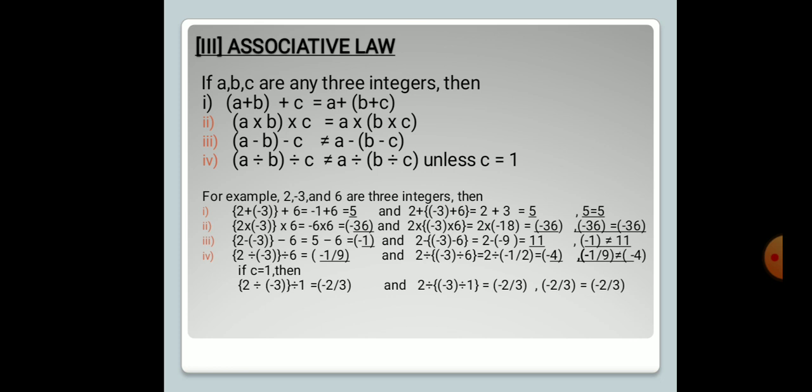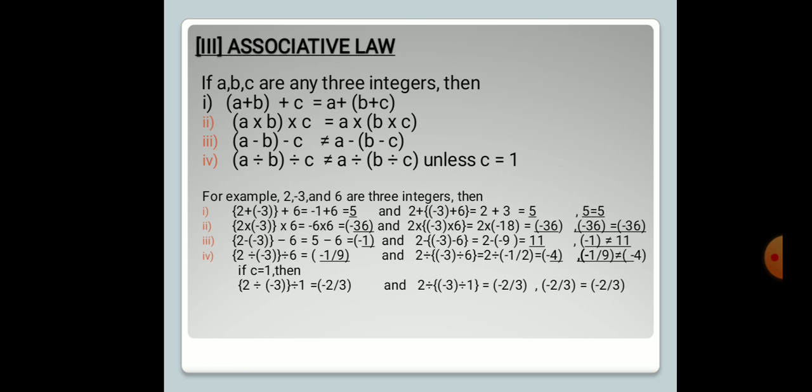Then we are looking into the multiplication. (a × b) × c. Here 2 into minus 3 that is minus 6, into 6. Minus 6 into 6 that is minus 36. Then a × (b × c): minus 3 into 6 that is minus 18, into 2 that is also minus 36. So both are equal. (a × b) × c is equal to a × (b × c).